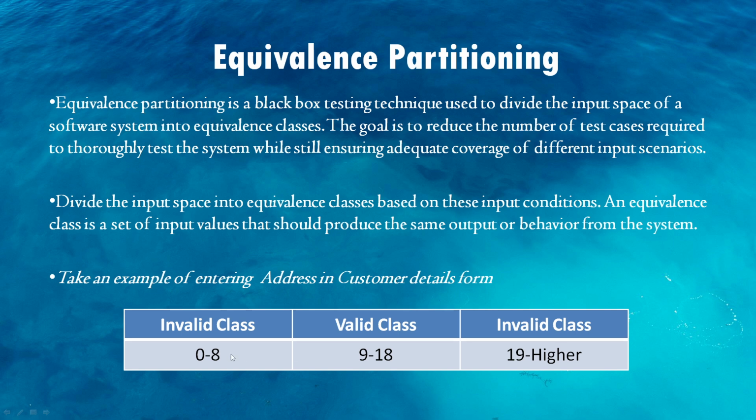Now I split that into three classes. Invalid class: 0 to 8 is invalid. Valid is 9 to 18. If I enter 19 or higher, then it should not accept it.